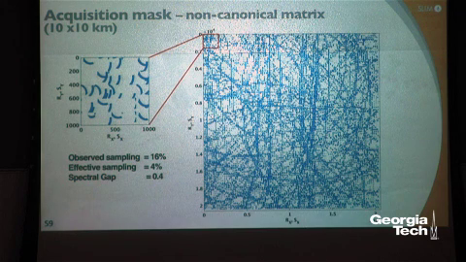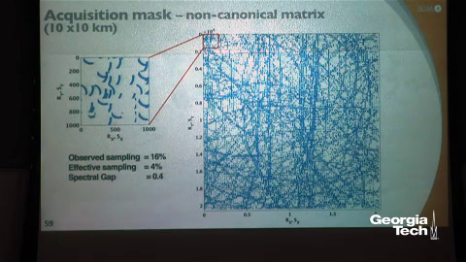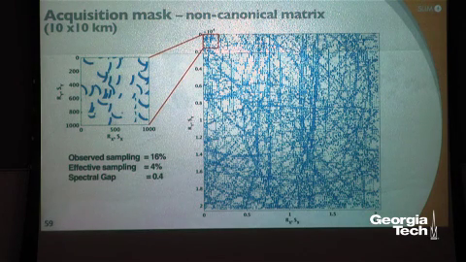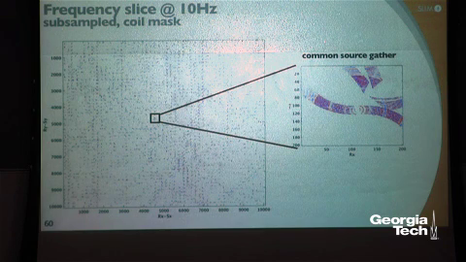Okay, so what it looks like in the end is this: this is the mask if you organize the data in a non-canonical organization. The task now is, can you interpolate wherever things are white? It misses a lot of data, and the spectral gap is not particularly good. It's much better than doing other things, but it's not particularly good. So we can't expect fantastic results, certainly not compared to uniform random sampling, where the spectral gap was significantly lower.